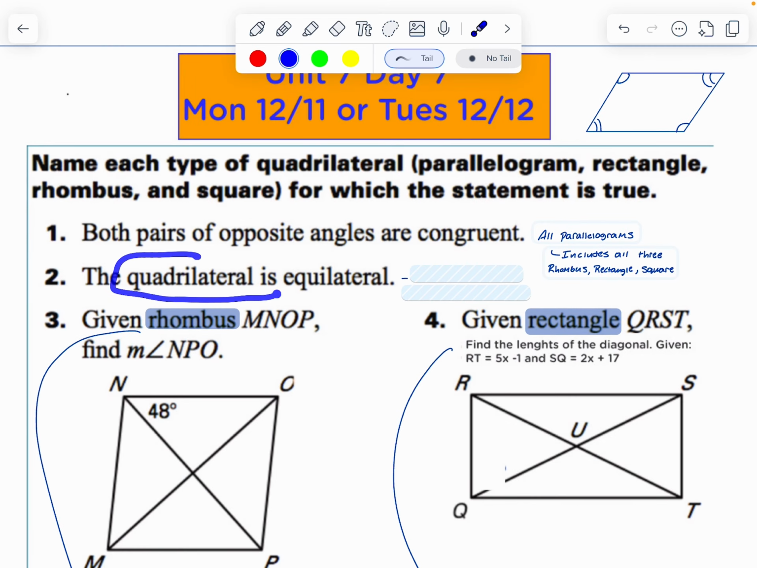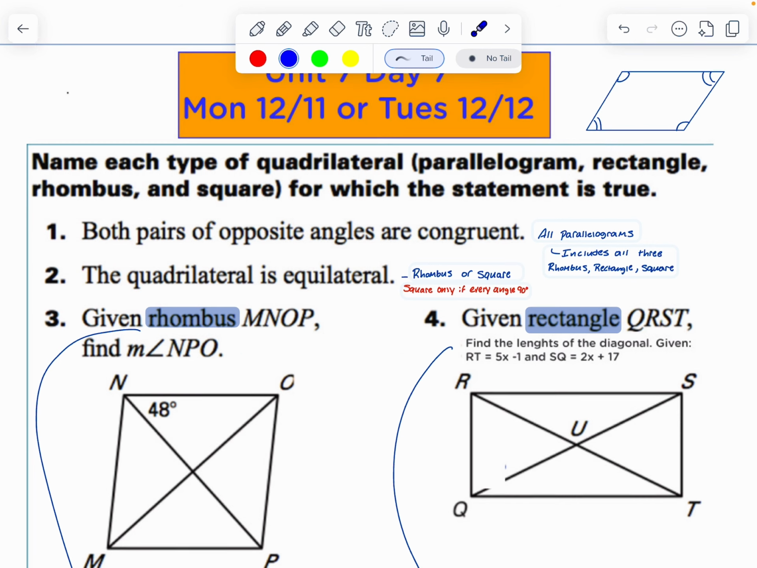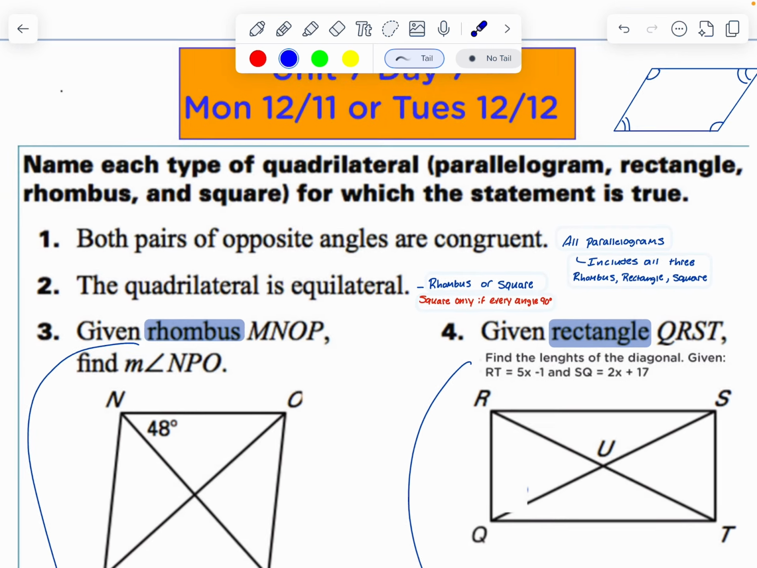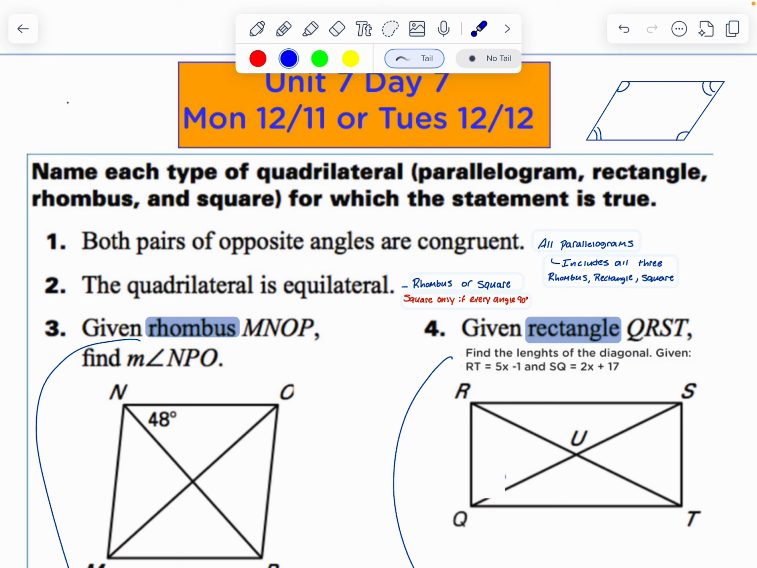The quadrilateral is equilateral. Equilateral means equal sides. All the sides are equal. That is true for a rhombus or a square. It is always true for a rhombus. For a square, it is only true if every angle is 90 degrees, right? That's the only way it could be a square. So it's a rhombus where every angle is 90 degrees. That's what a square is. So if our quadrilateral is equilateral and all the sides are congruent, we can either be looking at a rhombus or a square.